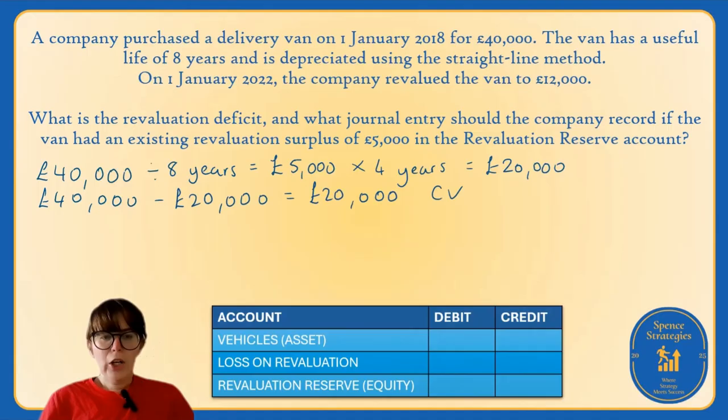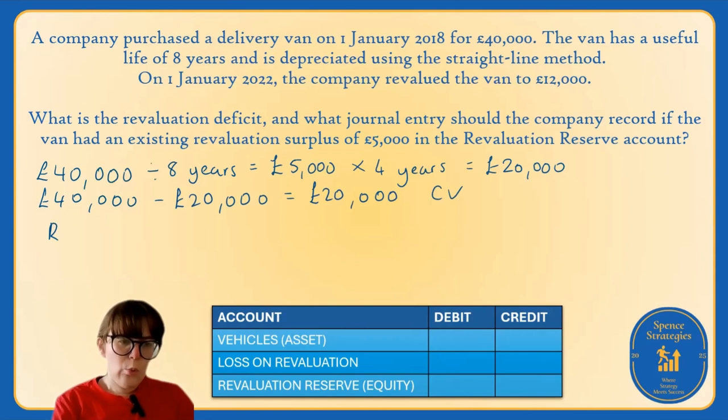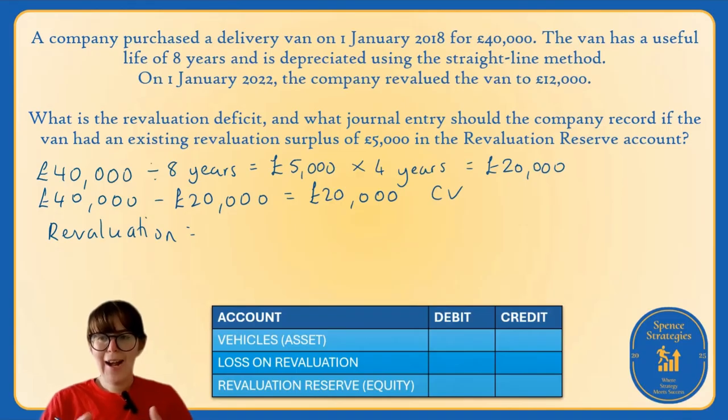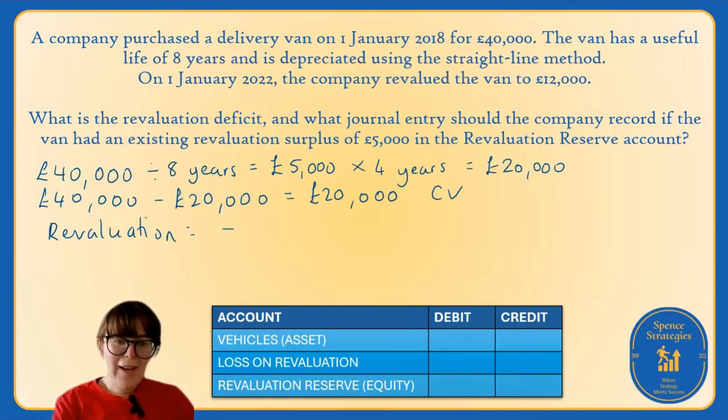However, we are told that the company revalued the van to £12,000. All of a sudden, it came down by a further £8,000 than what we had originally expected. So what we need to be thinking of is how much has that gone down by? So we want to do our carrying value compared to our new value of £12,000. So it's minus £8,000 there.